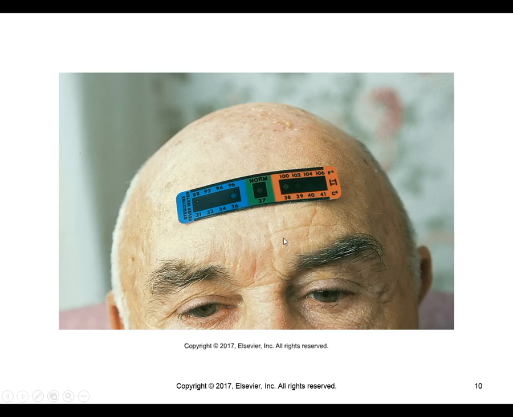This is another thermometer you might see. It's just a tape, a temperature-sensitive tape. It's applied to the forehead, and it's usually left there for a long period of time. They frequently will use those in surgery to be able to watch a person's temperature during the entire surgical phase.